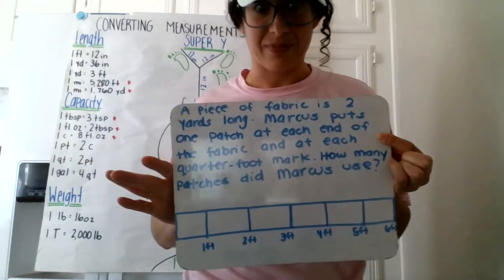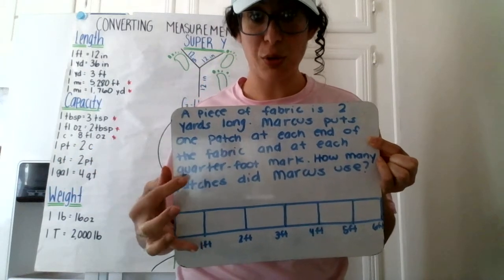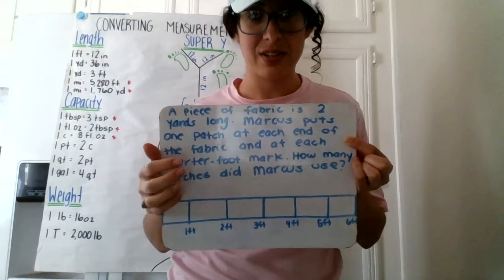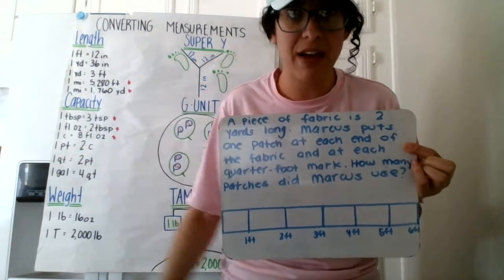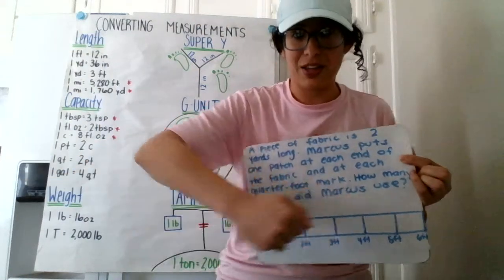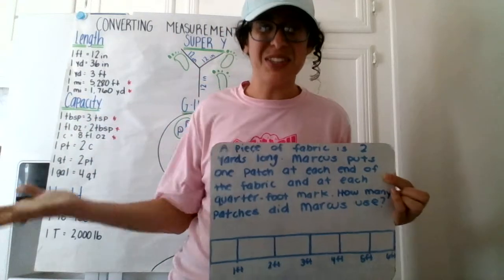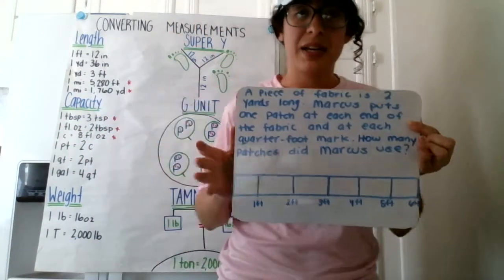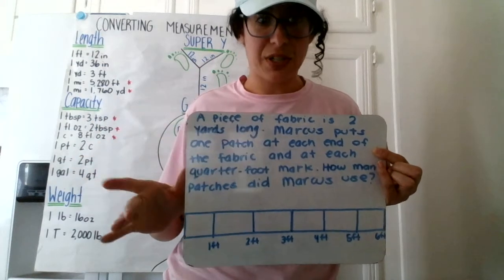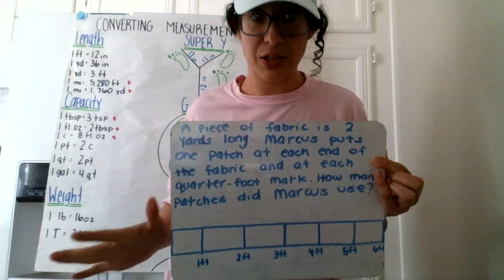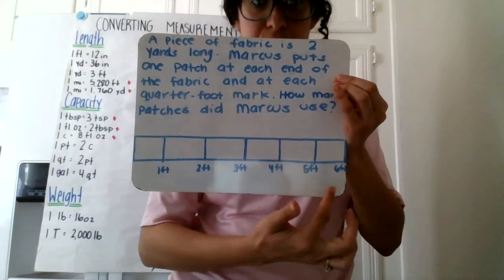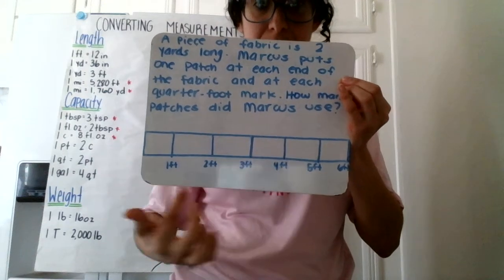Okay, the part that confused me was this quarter foot mark and that he put a fabric at each end. I was like, well, how big is the fabric? Or how big is the patch? I don't know. I got my tape measure out and I was like, how do you do this? Okay. Then I went back and I looked. Okay, it's not asking me anything about the size of the patches or anything. It just wants to know how many patches I used. Okay. So what I did is I drew out my piece of fabric.